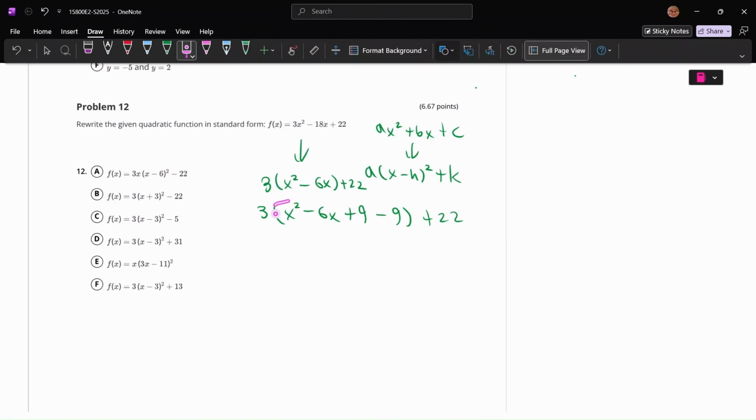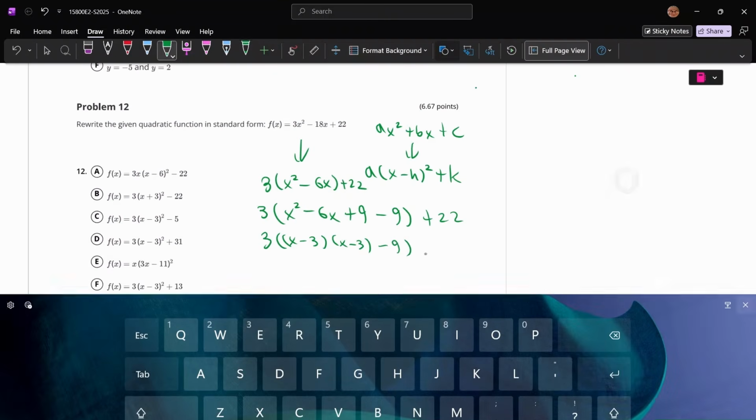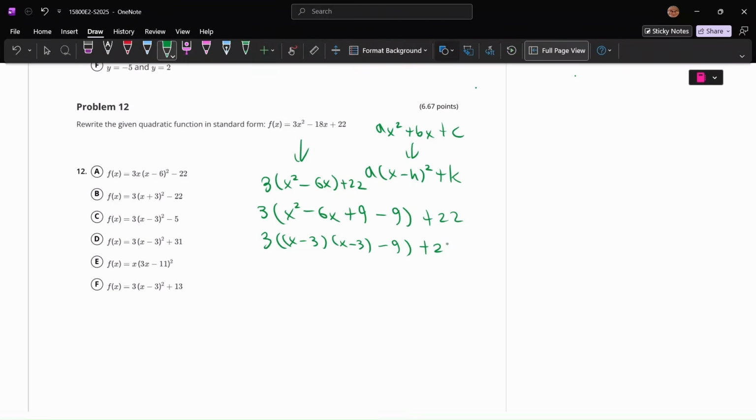Then we're going to want to factor this, and that's going to give us a new form. The reason we want to factor it is that you'll know you've completed the square properly if, when you factor it, you end up with 2 of the same terms. So when you factor this, you'll end up with 3 times x minus 3 times x minus 3, minus 9. This can be rewritten as 3 times x minus 3 squared minus 9 plus 22. And this is going to be an equivalent expression to the original. All we have to do is simplify it and we should be done.